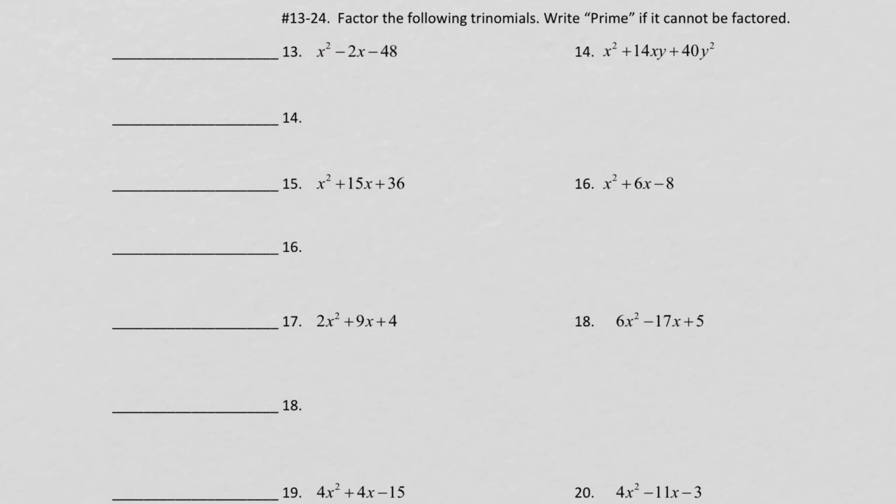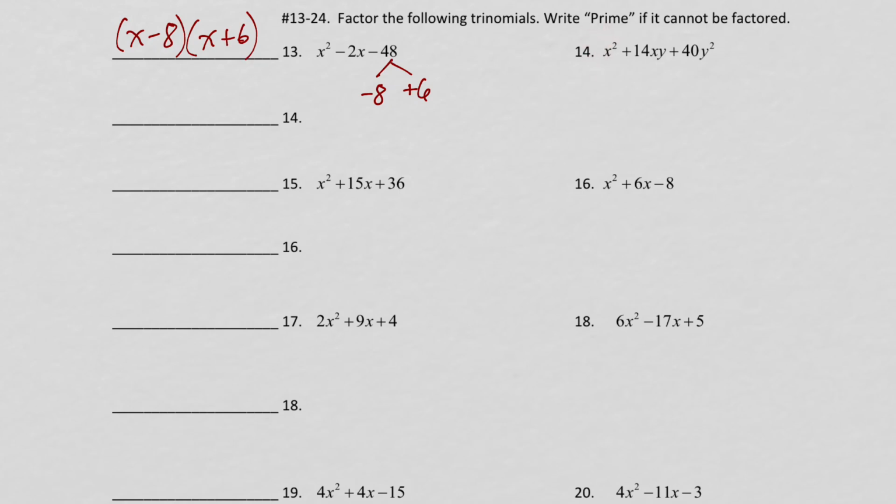Because there's no leading coefficient, I'm simply looking for factors of 48 that add up to negative 2. But if this is negative, we're actually looking for a difference because these must have opposite signs. So I'm looking for 8 and 6 because that gives us a difference of 2. Now the 8 has to be negative and the 6 has to be positive because we have to add up to a negative 2. And this, of course, will multiply to negative 48. So we have x minus 8 and x plus 6.